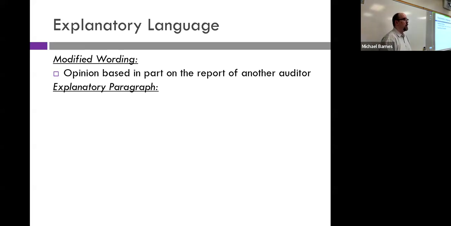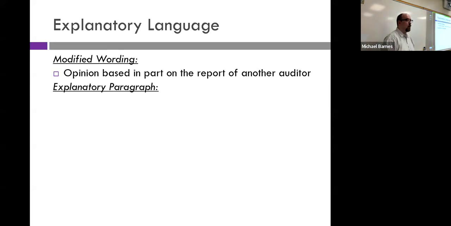Also, for the PCAOB report, there's a requirement of an additional explanatory paragraph to explain what's going on with the reason why we're eschewing liability, so to speak. Why we're not going to take accountability for the work of those auditors, why we're not being held responsible. That's the PCAOB only. There's an additional explanatory paragraph.